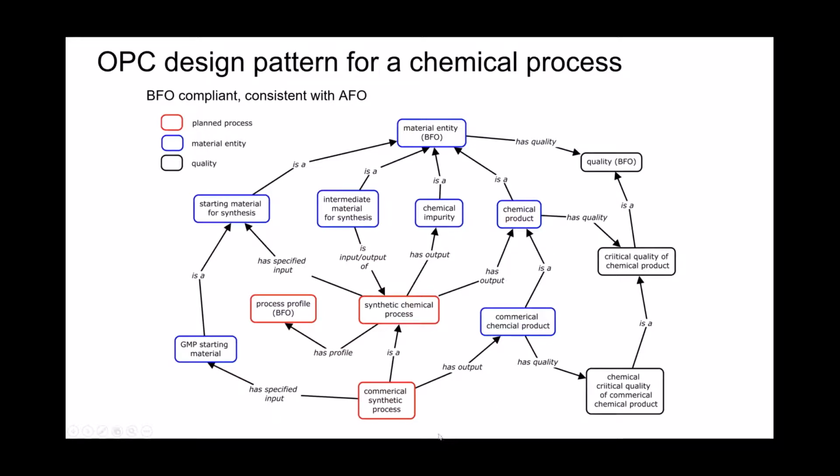And then we can also have subclasses of the synthetic chemical process, like a commercial synthetic process. And then we are going to link those chemical products to something more like a regulatory quality, like the critical quality attribute. So all the things will be linked together in a very systematic, semantic way.